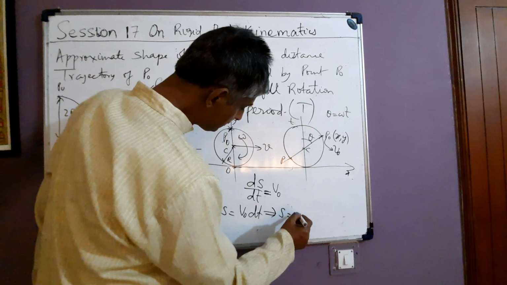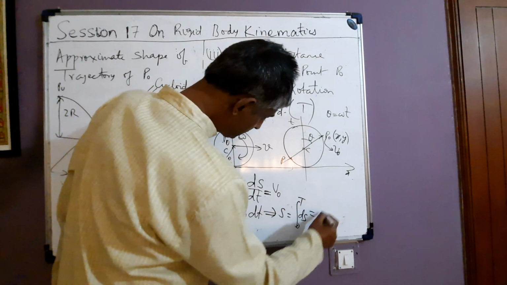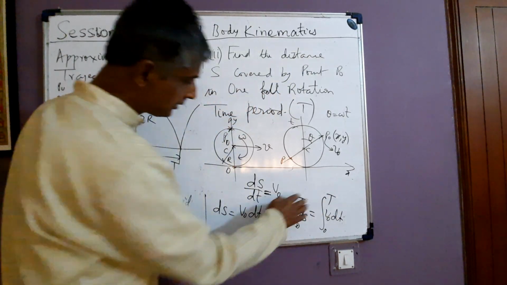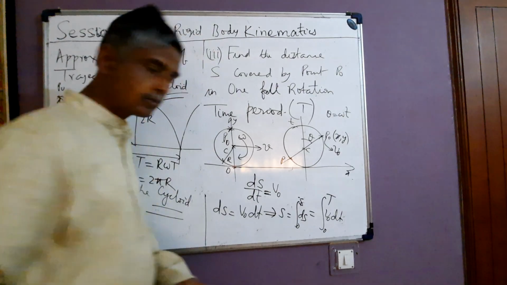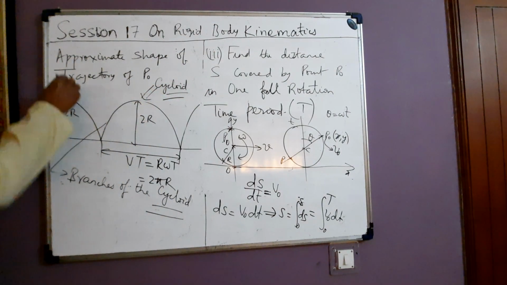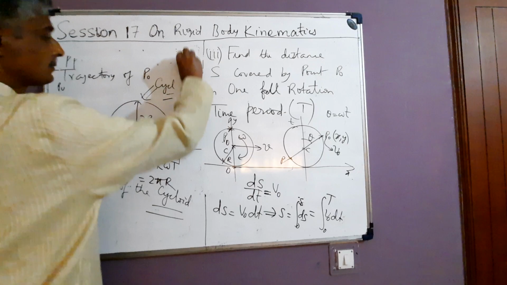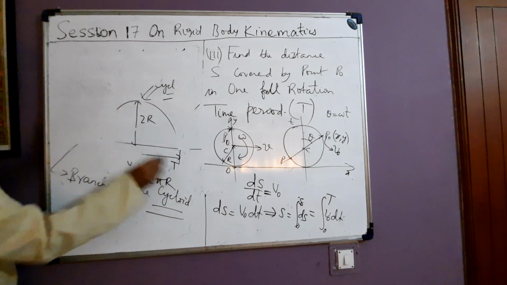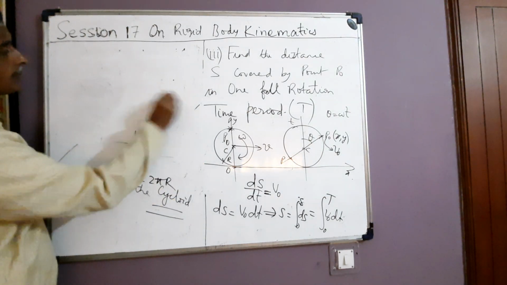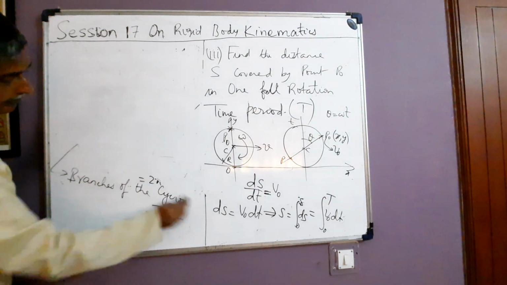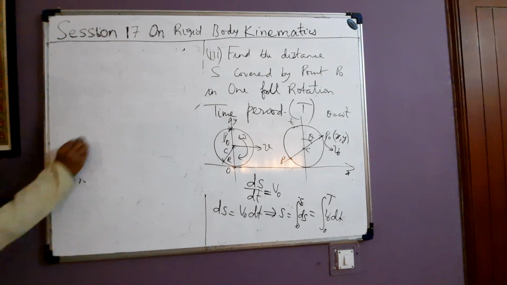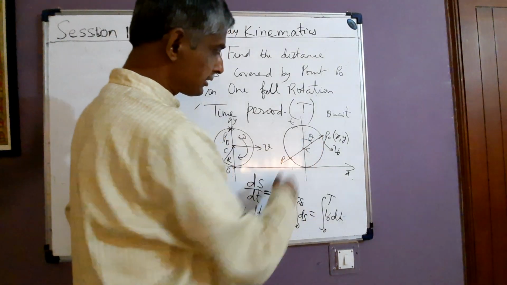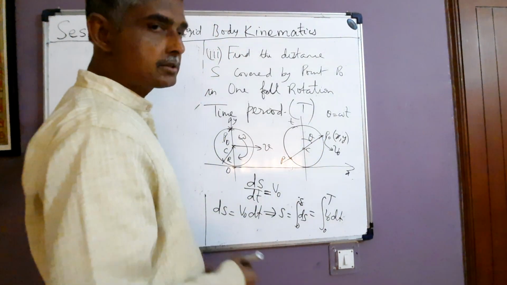So the distance covered in one full rotation time period is S equal to the integral of V naught dt from 0 to capital T. Now V naught is the speed of P naught at time t. How to find V naught, that is the question.